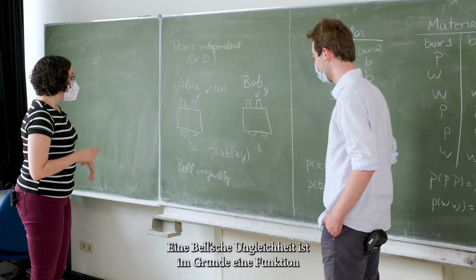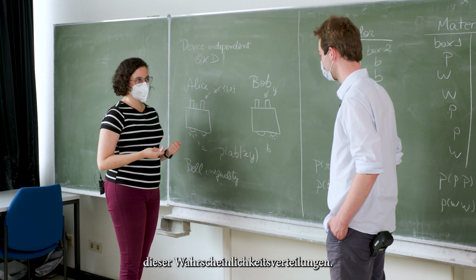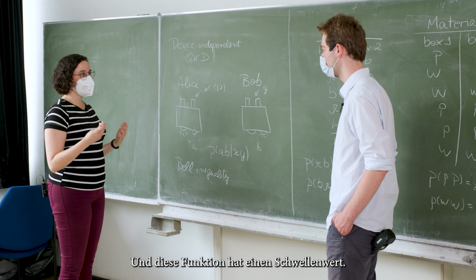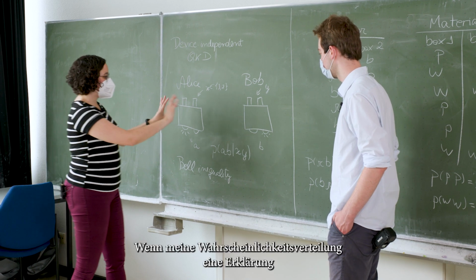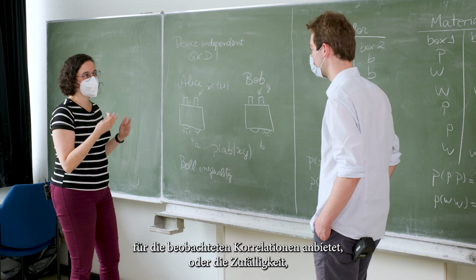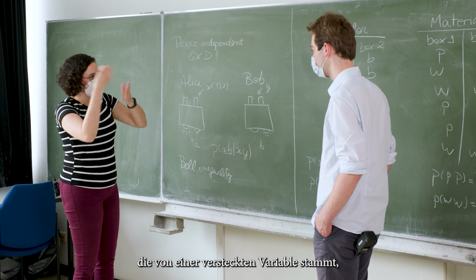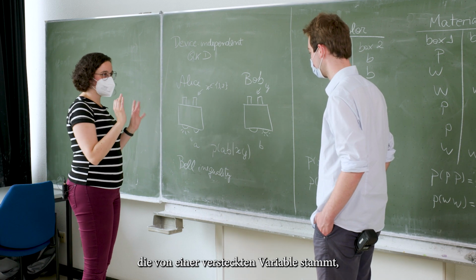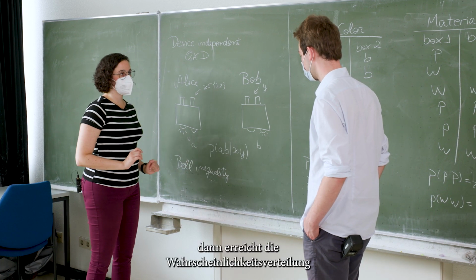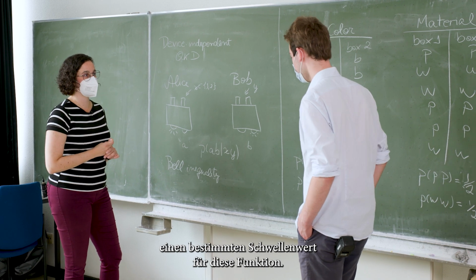Okay. But a Bell inequality is basically a function of these probability distributions, okay? And this function will have a bound. And we are going to look at whether my probability distribution has an explanation for the correlations that I'm observing and this randomness, from another variable from the past or a hidden variable that can explain this correlation. Then this probability distribution can only achieve a certain bound for this function, okay?